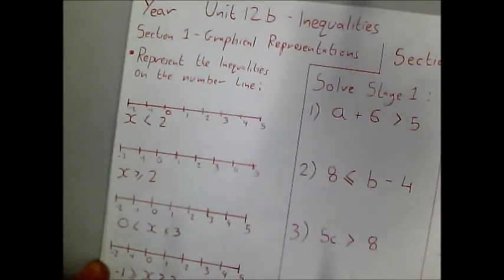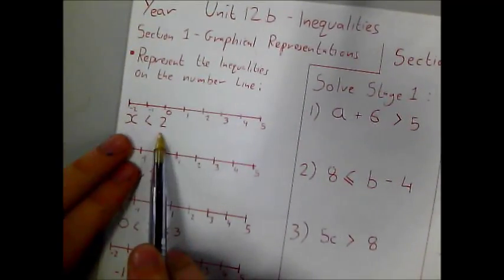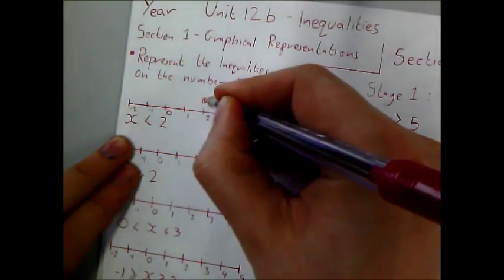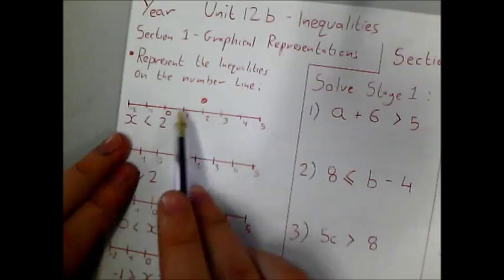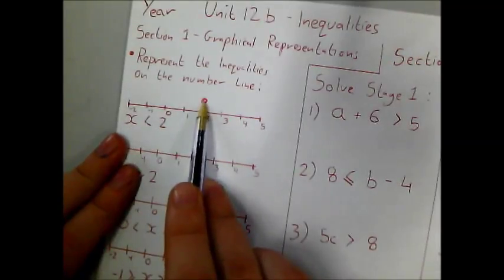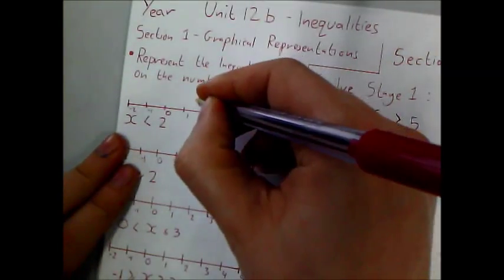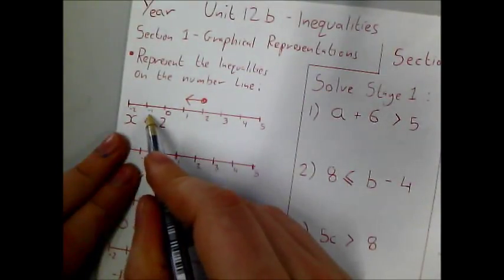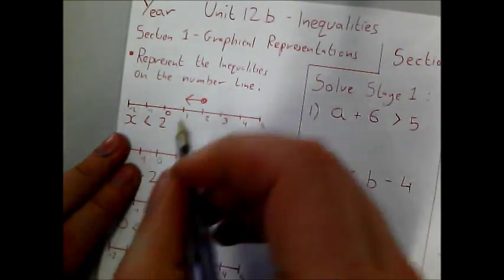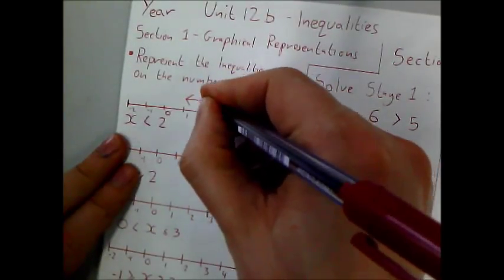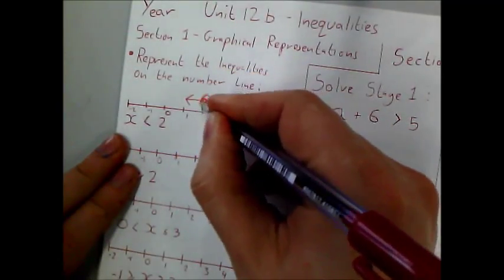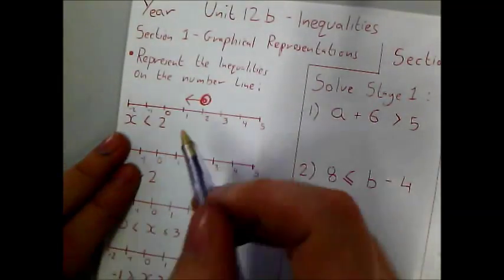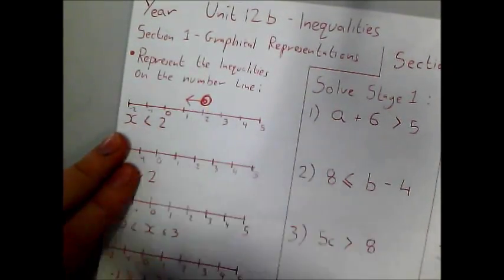So, to represent x is less than 2 on our number line, I'm going to say that at this point, 2 is when it's exactly equal to x, but we want all the numbers that are less than this, so the numbers that are this way. Now, because it's less than and not equal to, I need to make sure that's a hollow dot. Okay, so I've done that wrong already. It needs to be a hollow dot, not a solid one. So here it shows that x is less than 2.